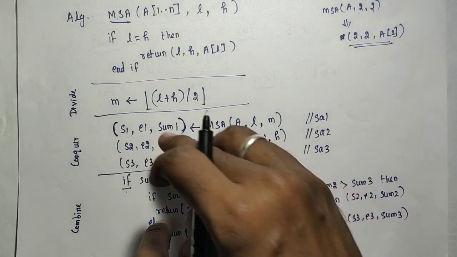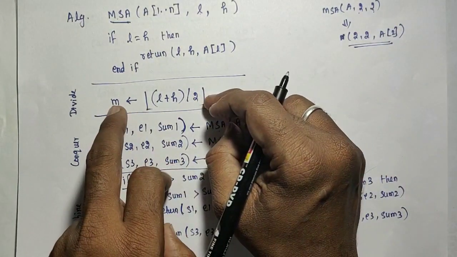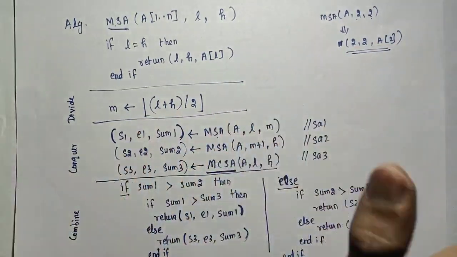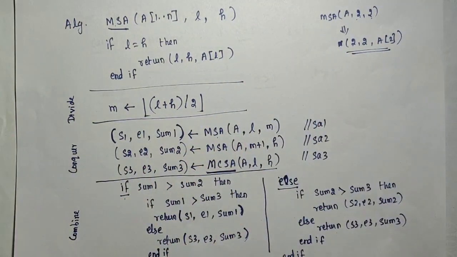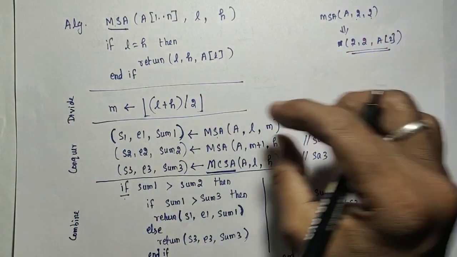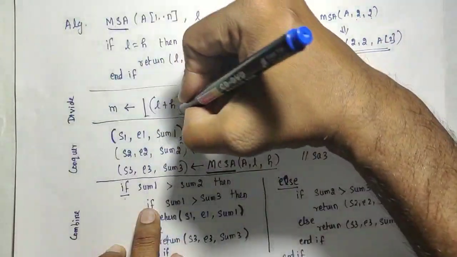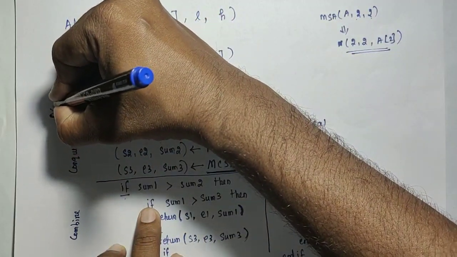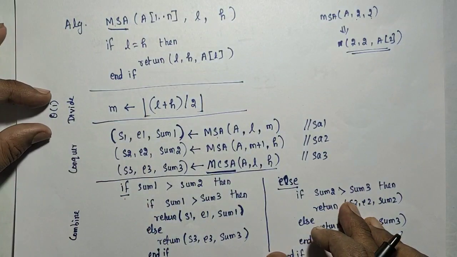The complexity of the divide is only one statement, that is m equals (L plus H) by 2. We are just doing the calculation. Whatever the n value, it is going to be executed only one time. So I can say that the complexity for dividing the input is Theta of 1, or O of 1.